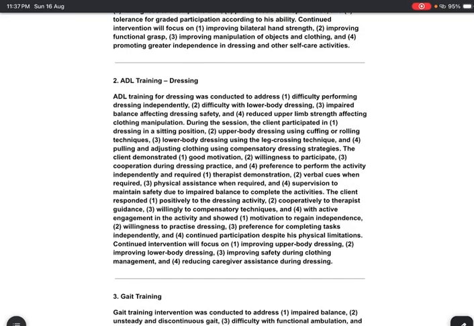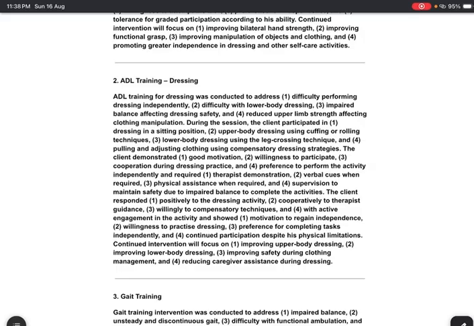I provided verbal cues and minimal physical assistance only when required, while encouraging Mr. K to complete as much of the activity as possible independently. The activity was performed for approximately 20 minutes, depending on Mr. K's tolerance and performance. For the home program, Mr. K was encouraged to practice the dressing techniques during his daily dressing routine. His wife was educated to provide supervision and assistance only when necessary, rather than completing the whole task for him.